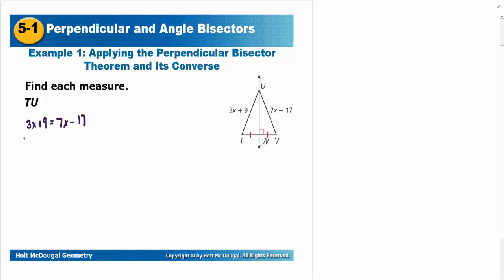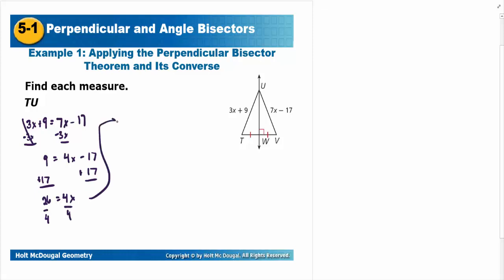So we're going to solve this up real quick, doing some algebra. Subtract 3x from both sides. So I have 9 equals 4x minus 17. Next, add 17 to both sides. So 26 equals 4x. And then finally divide by 4. So I'm going to get x equals 26 over 4, which is 13 halves. You can also say that that is 6.5. I know that 12 over 2 is 6 and 14 over 2 is 7, so it's right in the middle.